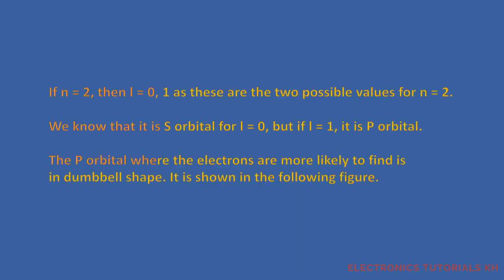If n equals 2, then l equals 0, 1. These are the two possible values for n equals 2. We know that it is an s orbital for l equals 0, but if l equals 1, it is a p orbital. The p orbital, where the electrons are more likely to be found, is in dumbbell shape. It is shown in the following figure.